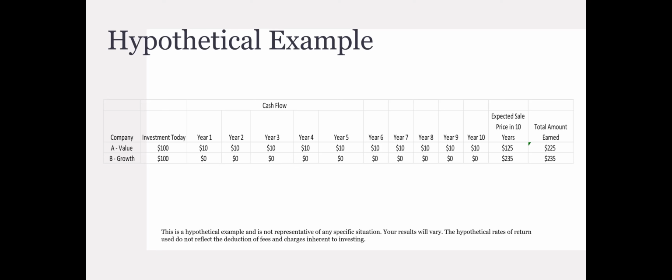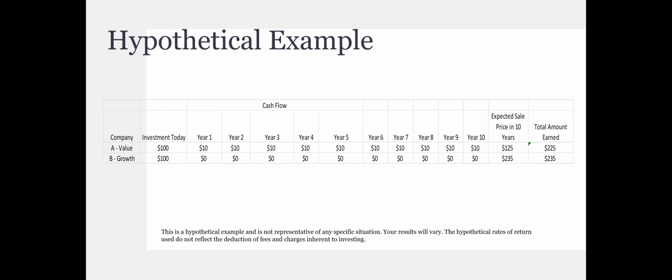Now, in contrast, Company B, again, more of that growth engine. Every year they have leftover monies, those get reinvested, trying to continue to grow and scale. They don't pay a dividend in any of the first 10 years, but at the end of that 10-year period, you reasonably believe you could sell that company for $235.